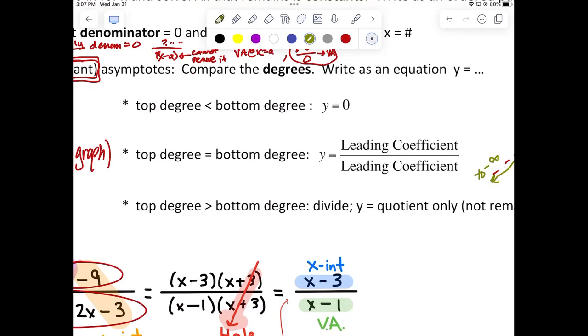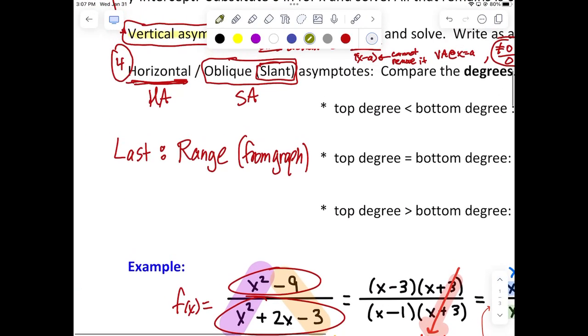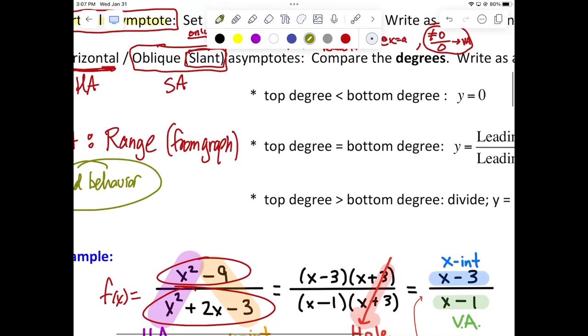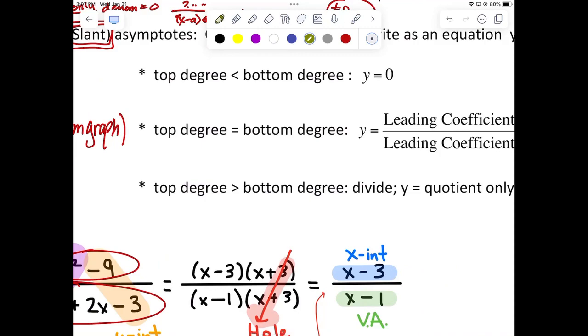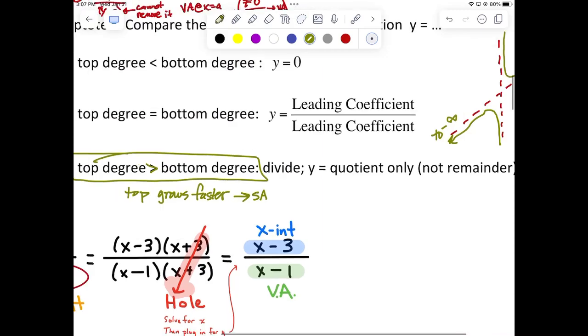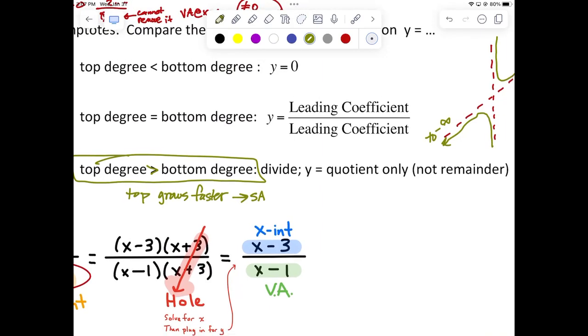Slant asymptotes come from analyzing the end behavior of a function. That's what the HA and the oblique slant asymptote are. If the degree of the top is bigger than the degree of the bottom, it means the top grows faster. If the top has a larger degree, you're going to have possibly a slant asymptote. Okay? You don't have to worry about that.